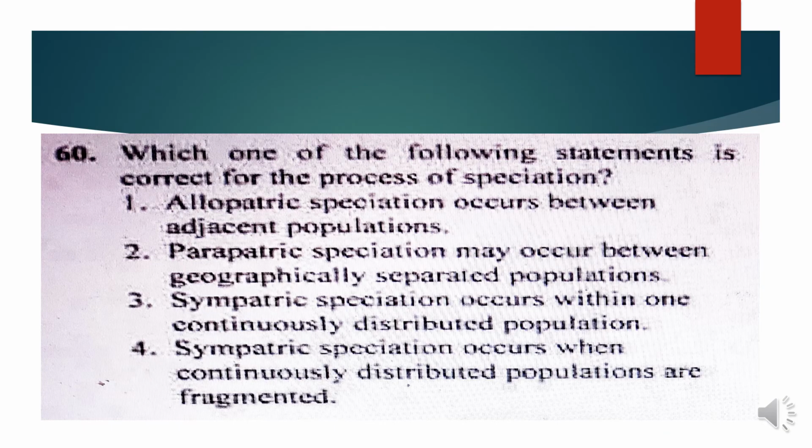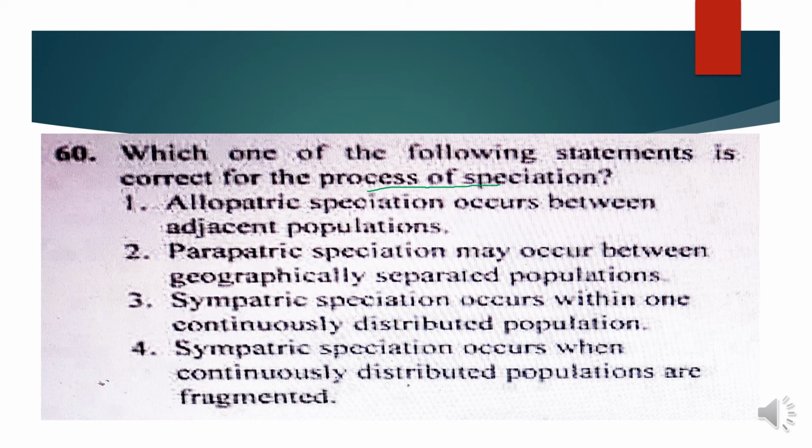Now let us see which one of the following statements is correct for the process of speciation. We have seen that there are four processes of speciation. The first is where there is no barrier, a reproductive isolation due to altered selective pressure, which is called sympatric speciation.